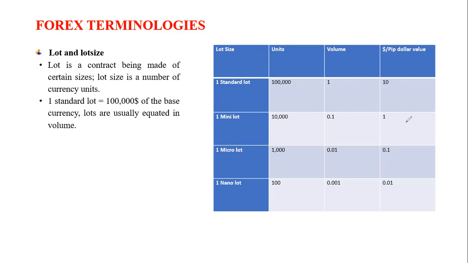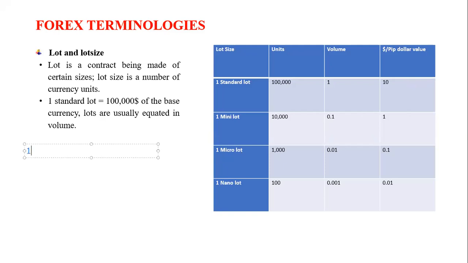So $100,000 of the base currency. One standard lot is equal to $100,000 of the base currency, and lots are equated also in volume. So we can say one volume is equal to $10,000. And also one thing that we have to know is that one standard lot equals $10 per pip. That is very key. You have to know that.